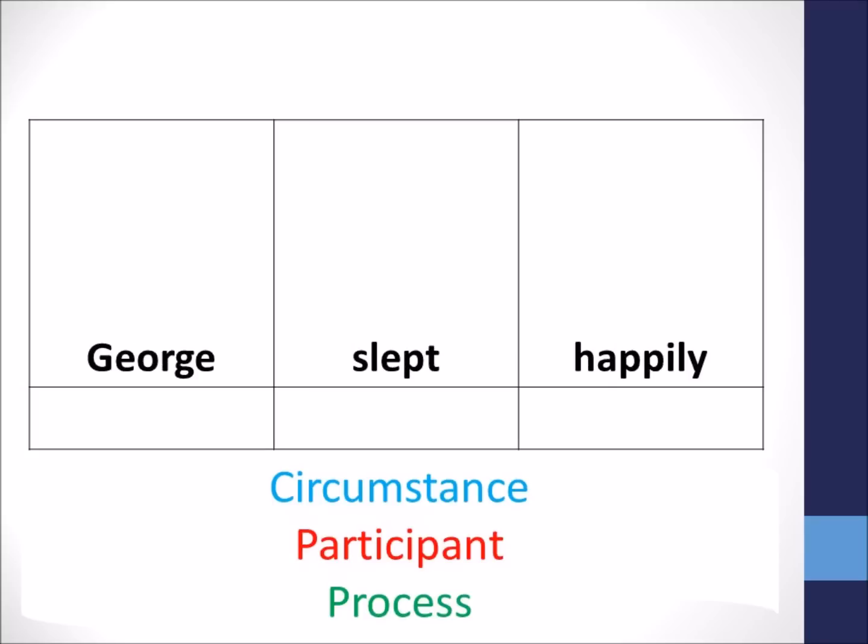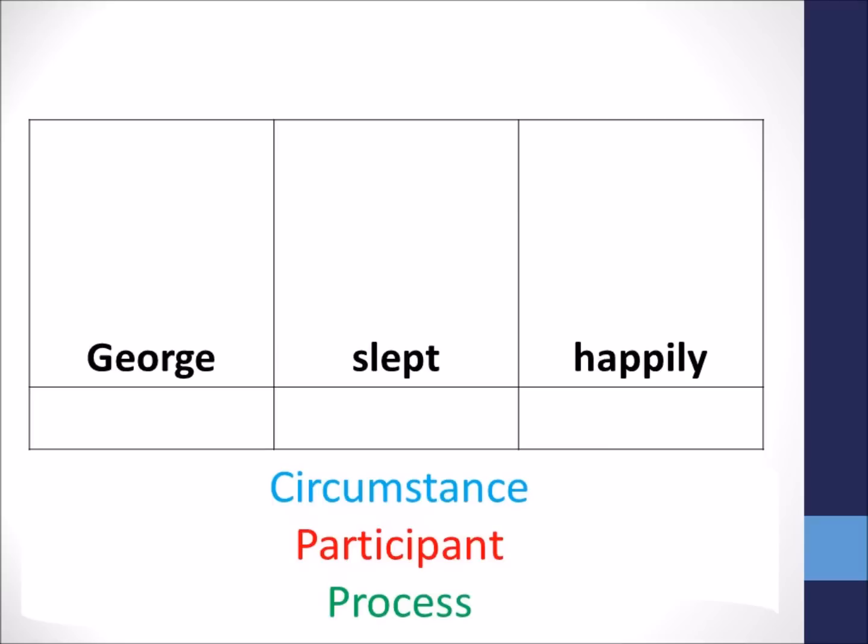Here we have George slept happily. A simple sentence again because there's one process, one thing happening. Right, start with the process. What is happening? Right, it's the slept word. Okay, slept is happening or sleeping is happening. Who slept? George slept. How did he sleep? Happily. So you have participant, process, and circumstance.